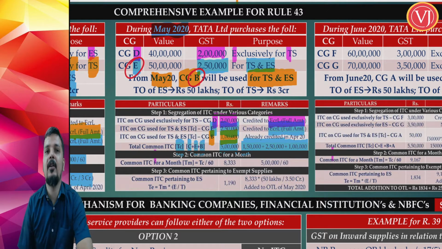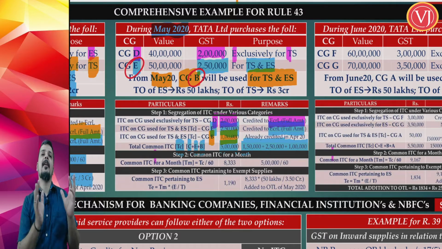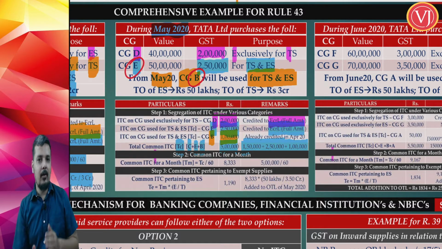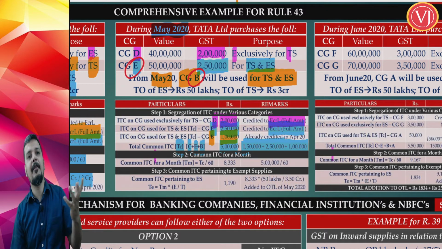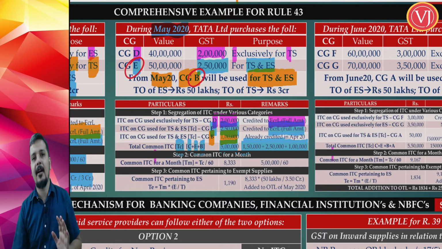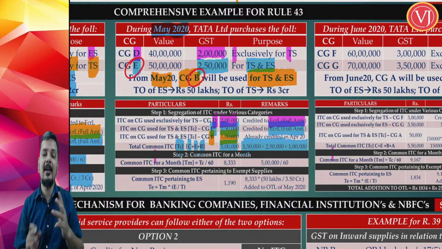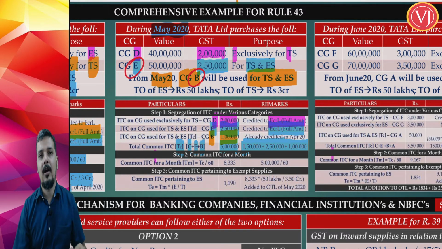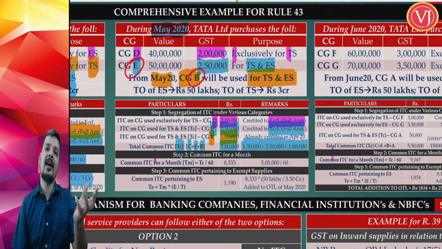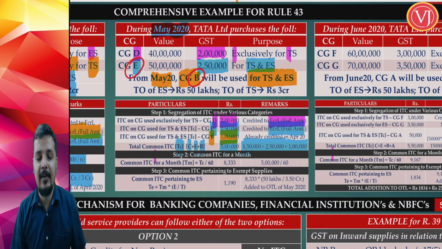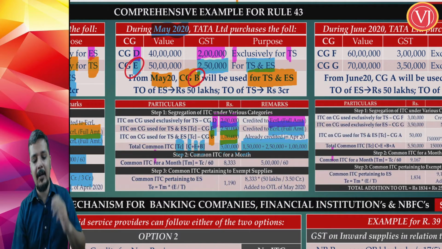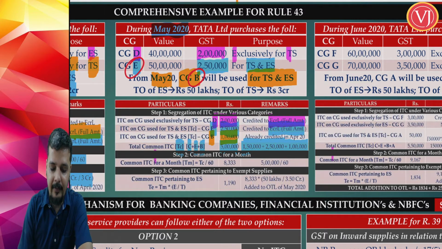Right. So TC is the credit of common capital goods, not only purchased in the current month but also of previous months, including even conversion happening in the current month. So it is capital goods C plus E plus B. B is very special because it was earlier used only for taxable, now used for both taxable as well as exempt, which means full category to common category. So it is totally 5 lakhs.